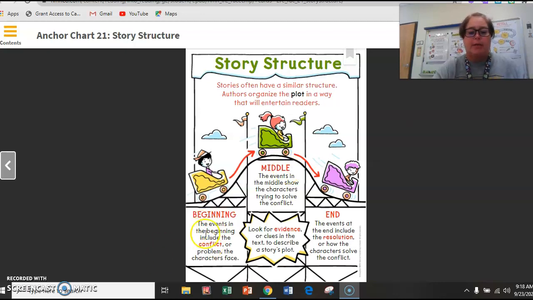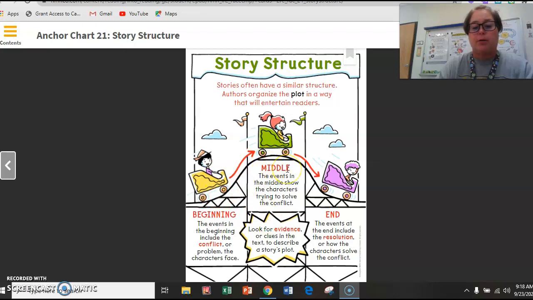So the beginning events include the conflict or the problem the characters face. So in the beginning of the story, they tell you about what's happening. They introduce the characters and they talk about what's happening at the beginning. They start telling you what the problem is. Then you go up the little roller coaster to the middle.